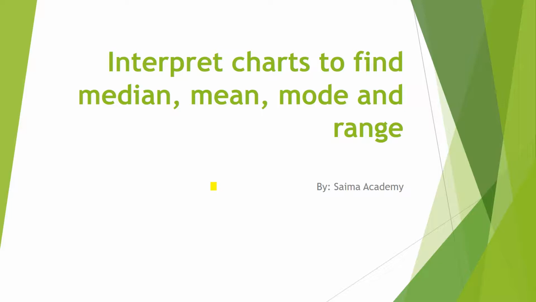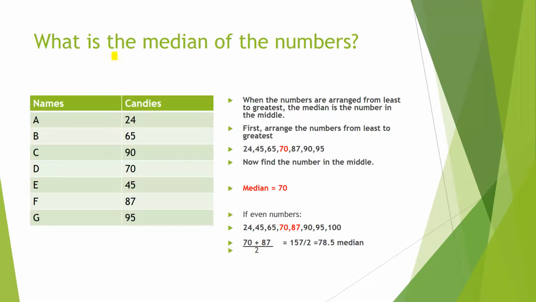In this lesson, I will explain to you how to interpret charts or graphs to find median, mean, mode, and range. So first, we will discuss the median. What is the median of the numbers? The median is the central value or the middle value of all the numbers.